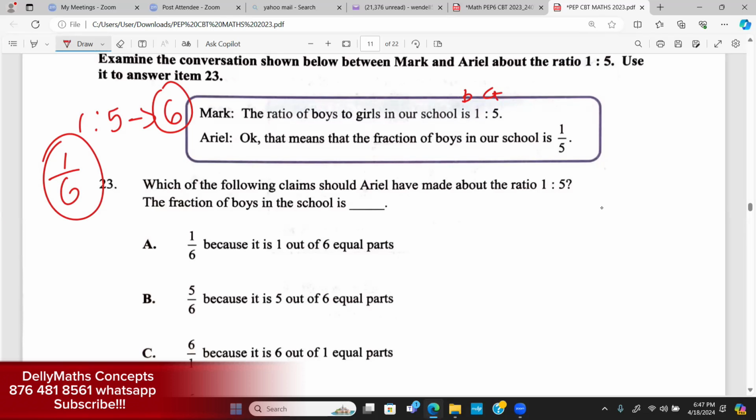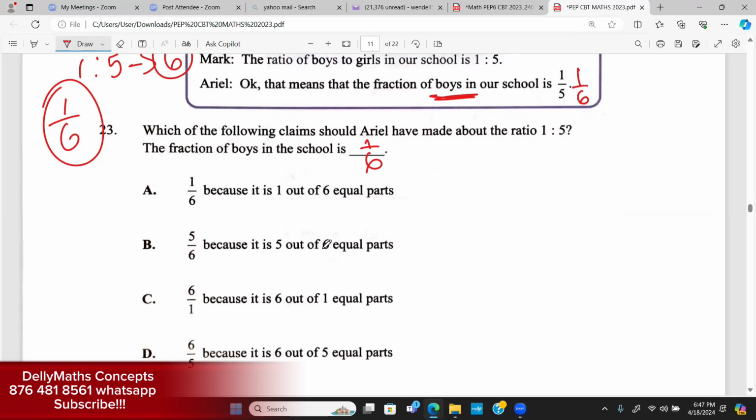Now let's see the question. Watch again. It says, which of the following? So Ariel says that means the boys is 1/5. All right. So we're saying no, this is 1/6. So which of the following claims should Ariel have made? The fraction is going to be 1/6. So 1/6, it is 1 out of 6 equal parts. The 6 is because it's 5 out of 6. The 6 over 1, no, the answer is 1/6, right? Because it's 1 out of 6 equal parts. So that's what they should have said.